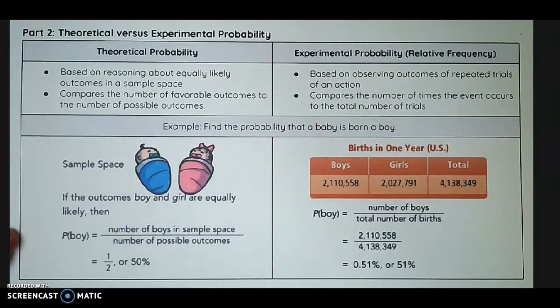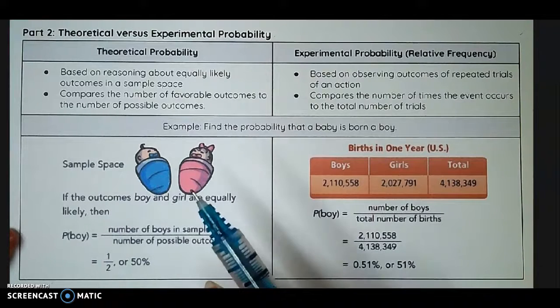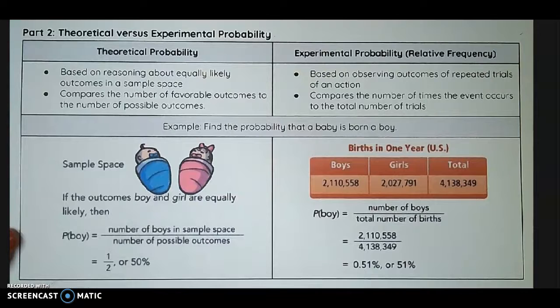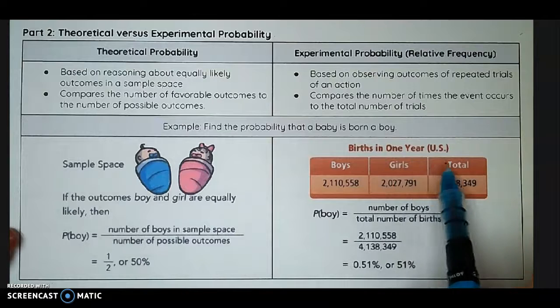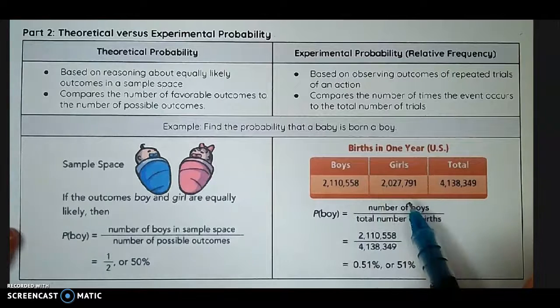The one that we're going to look at is boys versus girls being born. So this is kind of like flipping a coin. The chances of a boy versus a girl, well, there's only 2 outcomes. So when I look at that, they're both going to be 1 out of 2, or a 50% chance of happening. They're equally likely.